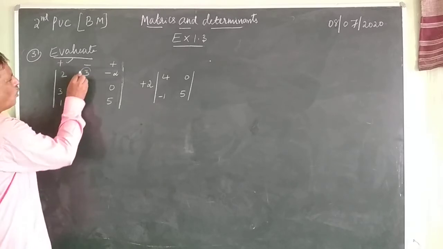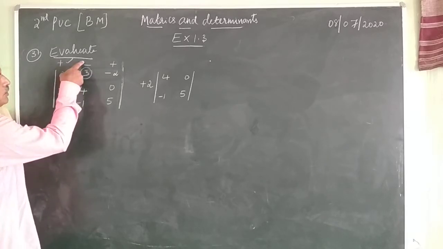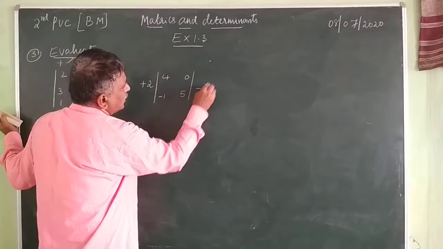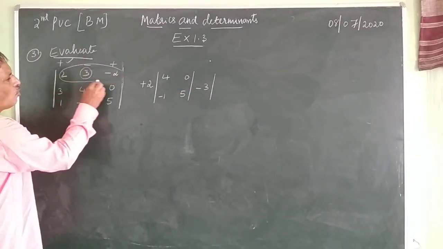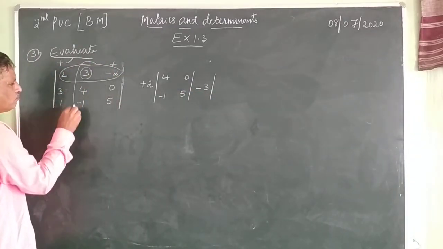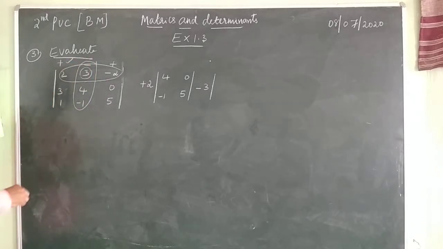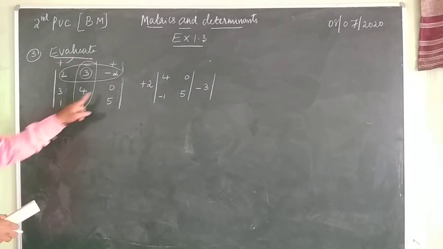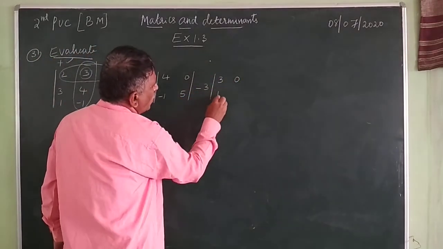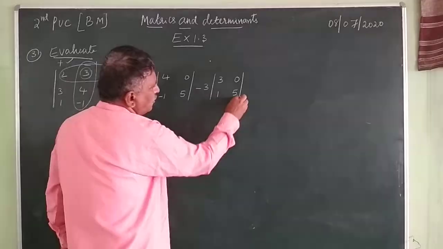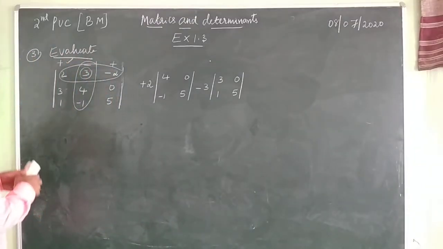Next is 3. What sign does it have? Plus. Plus into minus, minus 3. So when you take 3, the row and the column related to that element should be deleted. Thereby what happens? I will get 3, 0, 1, 5. Okay, next.